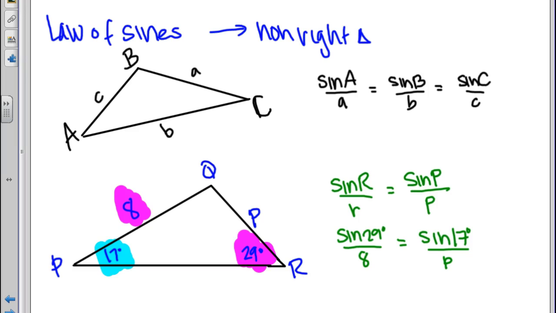All right, if you'd like to pause the video at this point, you know how to solve these proportions. We've been doing this for a while, so go ahead and pause it and try to tackle this problem. Okay, now that you're back, let's go ahead and solve.